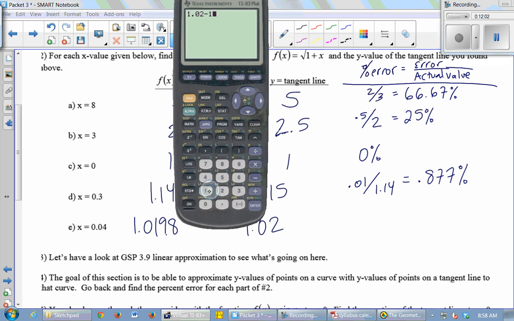1.02 minus 1.0198 is 0.0002, which is my error. Divide that by the actual value. And I get, well, I should change it to a percent. So that would have 3 zeros, but now it's just going to have 1 when I multiply by 100. Less than 0.02% error.